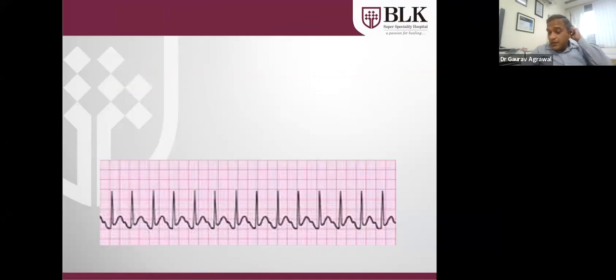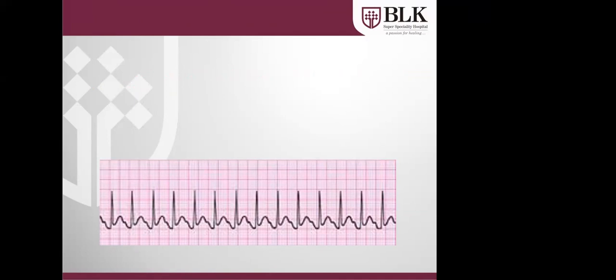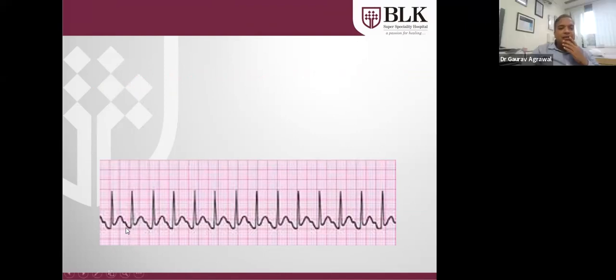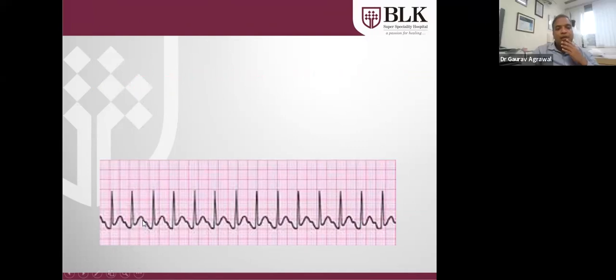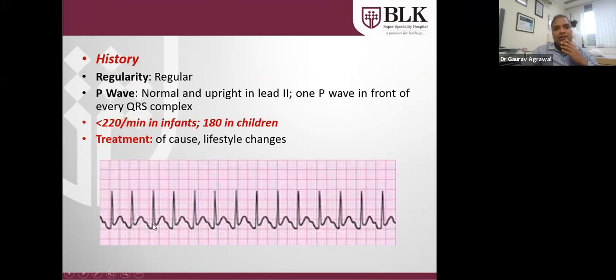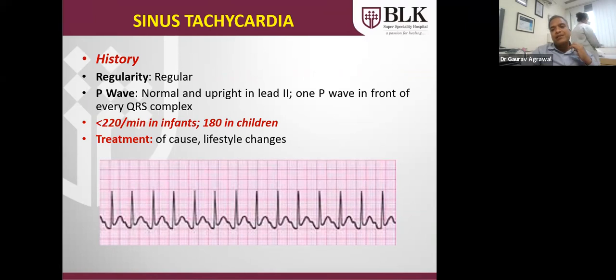What about this, Chandrika? Is this sinus or not sinus? Sir, it is not preceded by a P wave, so it is not sinus rhythm. This is sinus tachycardia, because you can see this deflection, the P wave is superimposed on the T wave. Every QRS is preceded by a P wave. Sinus tachycardia has a high heart rate, so the P wave will superimpose on the T wave.